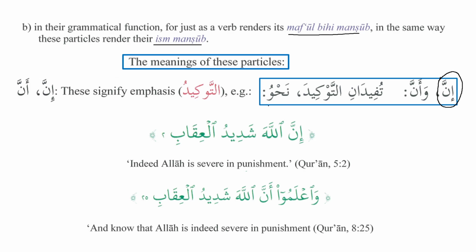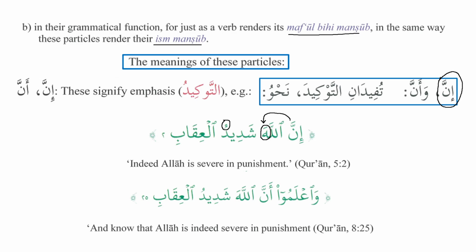Tufidani at-tawkid, they signify emphasis. For example, inna Allaha shadidul iqab. So here we can see that the name of Allah is mansub, and then shadidul iqab is marfu. Basically, shadid is khabaru inna, and the name of Allah is ismu inna, and we know that the noun that follows inna is always mansub.